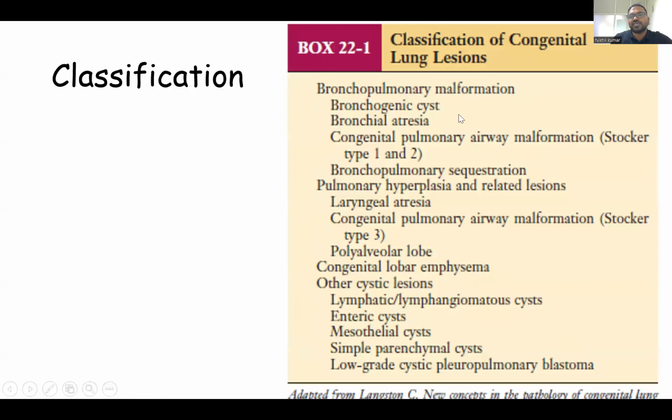Now coming to the classification of congenital lung lesions. It is divided into bronchopulmonary malformations, which consist of the bronchogenic cyst, bronchial atresia, congenital pulmonary airway malformation, and bronchopulmonary sequestration. Then congenital lobar emphysema and other cystic lesions like enteric cyst, mesothelial cyst, and simple parenchymal cyst.